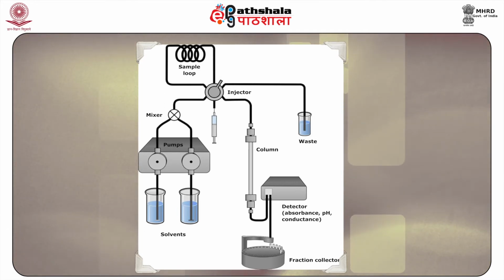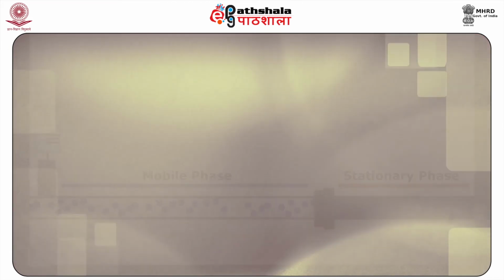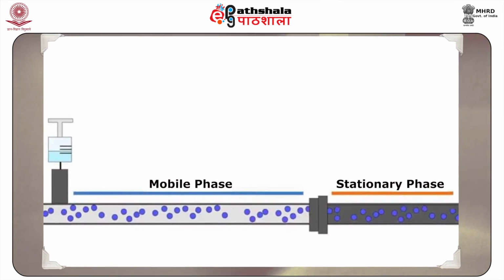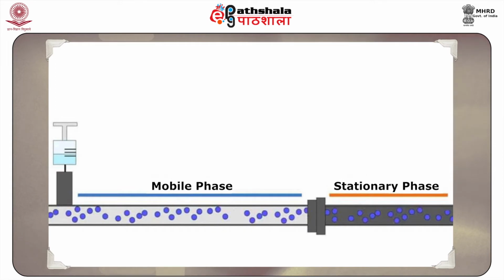Each component of the sample reacts differently towards the stationary phase, causing the different components to flow out at different rates, which leads to the separation of the components of that sample. The stationary phase is a solid granular substance made up of materials like silica, polymers, etc., having a size range of 2 to 50 micrometers.